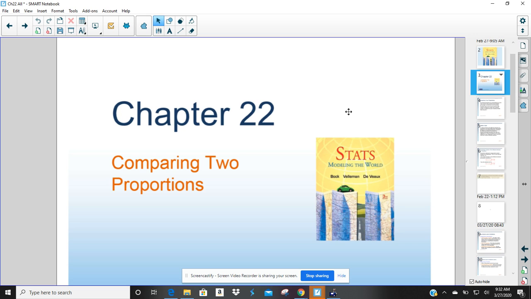Hello, everybody. We are starting chapter 22 today. So that'll be the end of proportions. We're going to be doing two proportion comparisons, which is going to be the difference between two proportions.